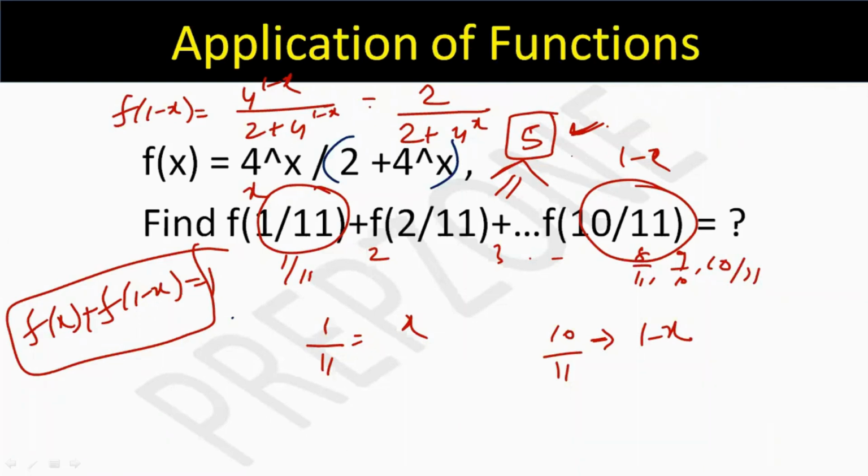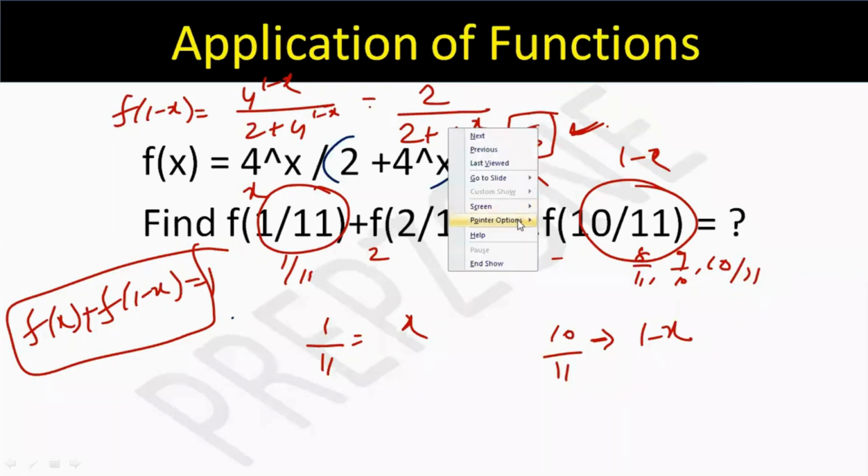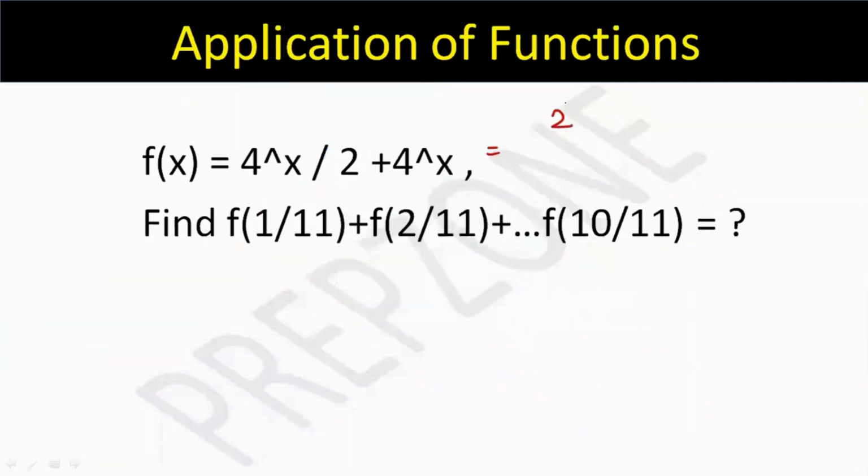Sir, we can also do this another way. The equation is 4 to the power x by 2 plus 2 to the power 2x. So it will be 1 to the power 2x by 1 plus 1 to the power 2x. Anything to the power... no, wait, 2 to the power 1. So 2x. Yeah, then by 2 plus 2 to the power 2x.